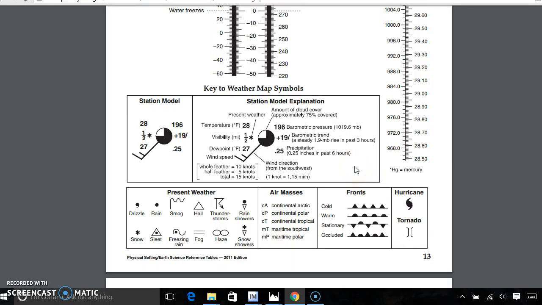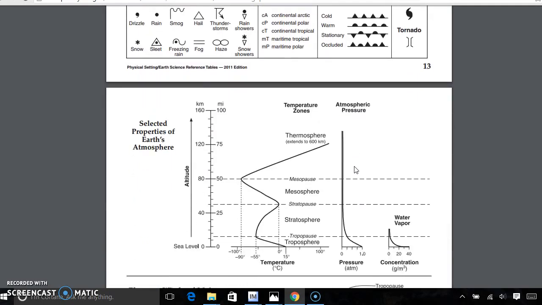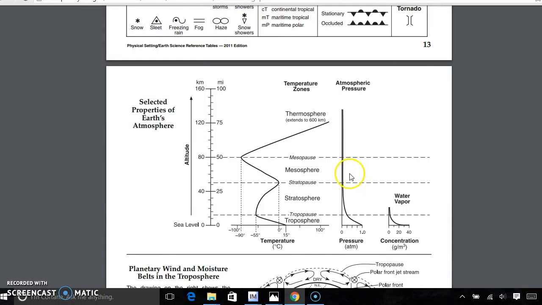Okay, while I have the reference table open and up, a couple of other things that I wanted to just show you. I think I showed you this once before, but here we have the layers of the atmosphere and the temperatures changing, air pressure, and water vapor in the atmosphere. Notice water vapor pretty much drops off by the time you get to the stratosphere. All of our weather takes place in the troposphere.